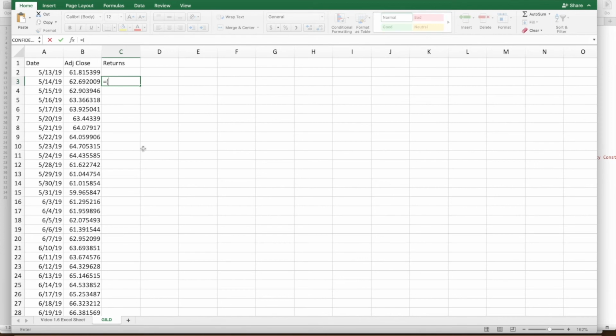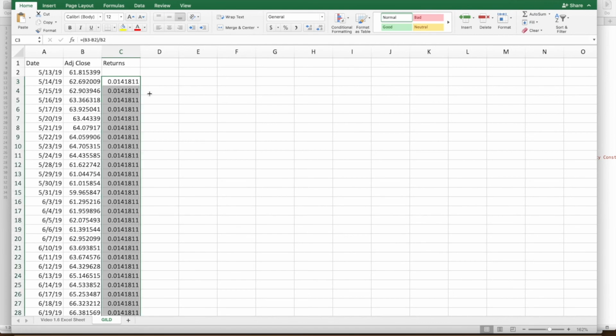Returns are always calculated the same way. Old minus new, so this is the day after, minus old. That's how much the price changed from May 13th to May 14th. But we usually want that as a percentage of the earlier price. So the denominator of the fraction is the earlier price, and the numerator is how much the price changed. And then we divide by the first number to get the percent change in the price. And so that day it returned 1.4%.